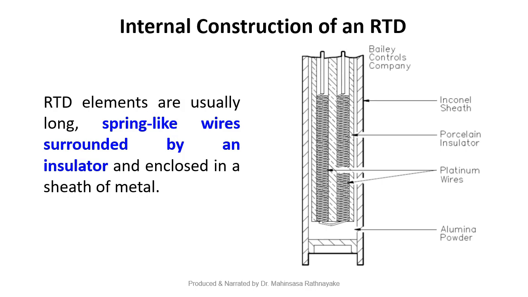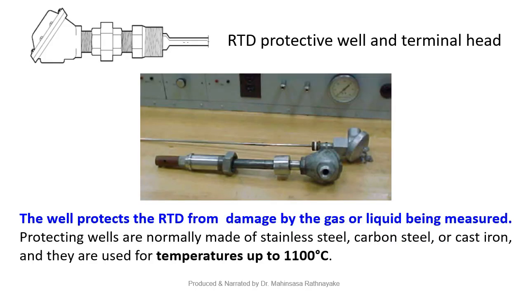So normally these metals, an example would be platinum wires, are placed like spring-like wires surrounded by an insulator material. So sometimes it's enclosed in a sheath of metal. Then in this type of thermometers, there is a protective well and a terminal head, right?